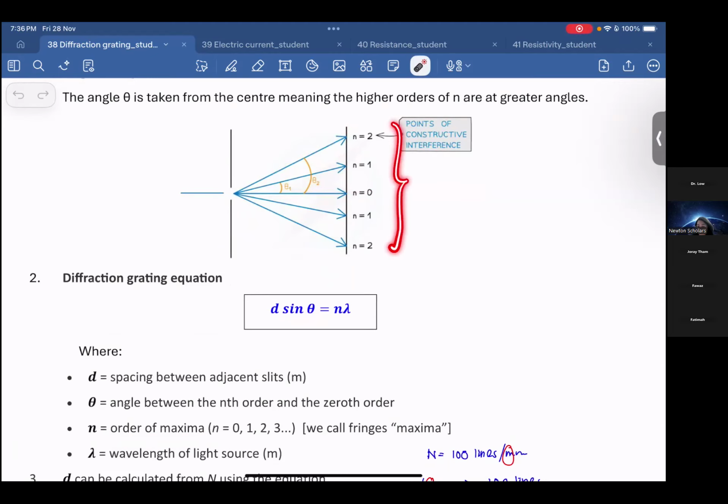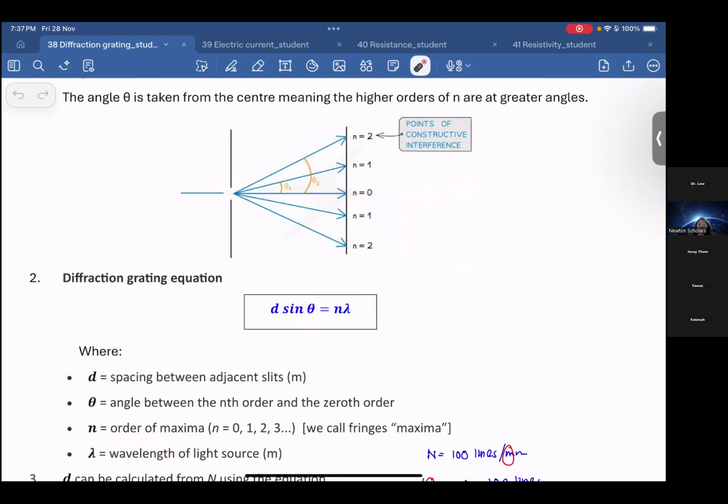So in this example, how many orders of maxima, or how many bright dots, can we observe? The answer will be 5. Why 5? This one is 2, this is the center bright dot, and this one is another 2 dots, plus the center. So in total on the screen, we can observe 5 bright dots. Always remember n starts from the center, then goes up: n equals 1, n equals 2. The angle also starts from the center and goes up.